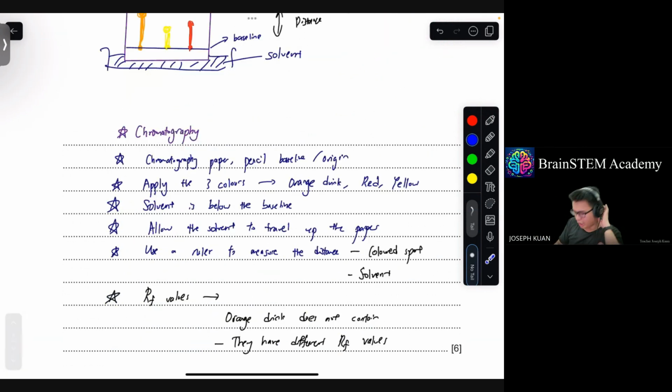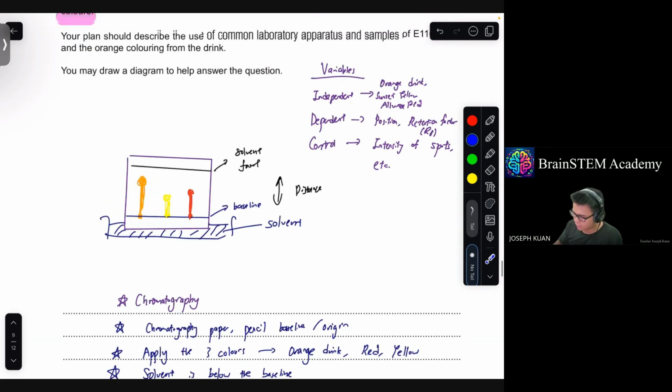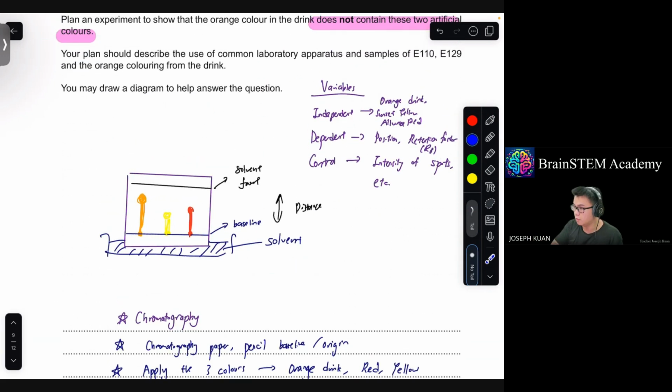So that's pretty much it. As you can see, there are more than 6 points. If you want to score all the marks, make sure that you write more than 6 points. As long as your concepts are correct and your variables are well controlled, you should be able to get full marks. Any other points, like precautions, such as how we immerse the paper in the solvent, can also lead to marks. I hope that this rough planning helps you in writing your experiments.